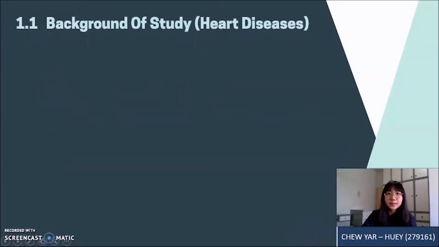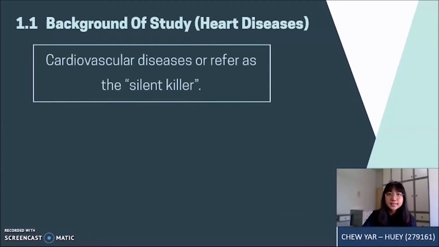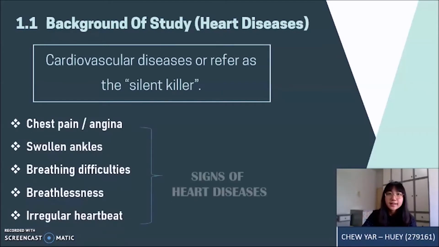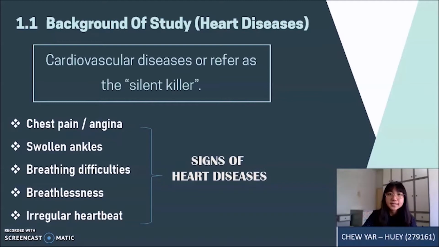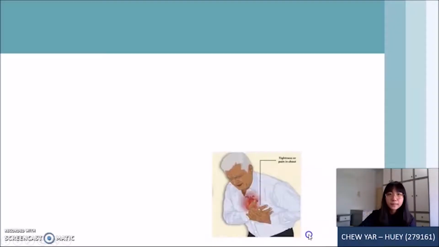Firstly, I would like to talk about the introduction of our assignment. Let us begin with the background of our studies, which is heart diseases. Heart diseases, also known as cardiovascular diseases, are referred to as the silent killer. These are several signs of heart diseases, which are chest pain, or what we call angina, swollen ankles, breathing difficulties, breathlessness, and also irregular heartbeat.